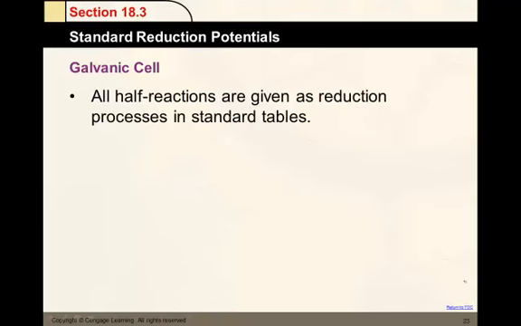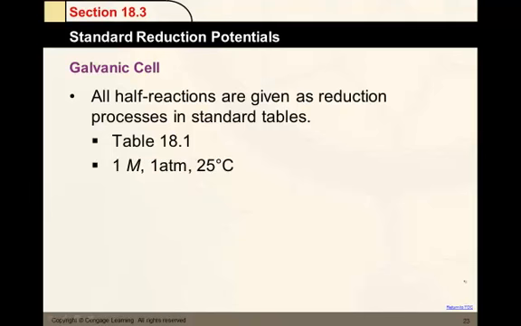All half reactions are given as reduction processes in standard tables. So you can find yours at table 18.1 on page 829 of your textbook. It's actually a bit more comprehensive than the one they give you on the AP exam. There may be some homework questions in which you'll need to use the chart in your textbook as opposed to the one on the cheat sheet. Although, get used to the cheat sheet because you will have that as reference.